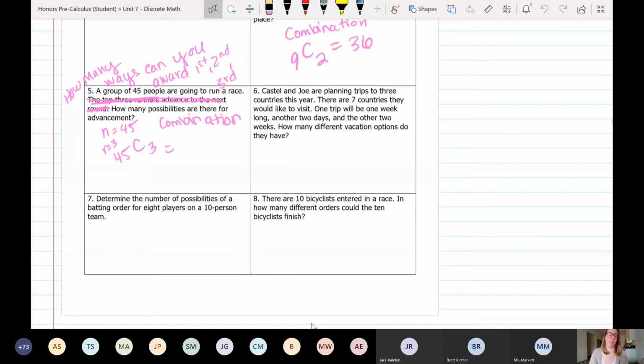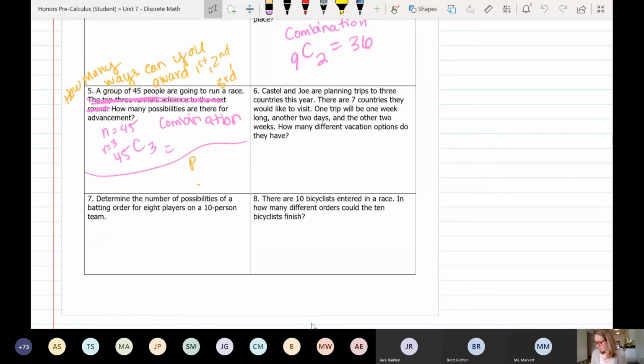a combination problem. But an example of it as a permutation would be if I cross off that second sentence and put in there, how many ways can you award first, second, and third? That then becomes a permutation problem. So let's just do it like this, so we can get a color code visual happening. Okay, so in orange, I'm doing the permutation.